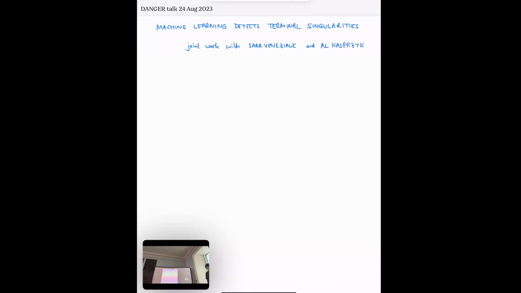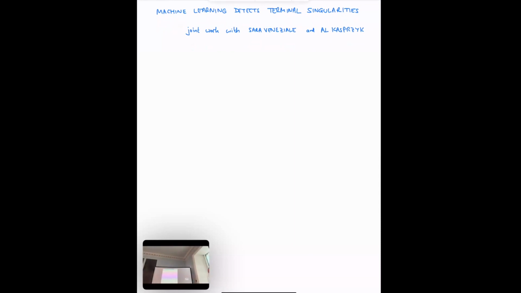So let me say, in broadest overview, what am I talking about? I'm talking about a pipeline where you start by formulating a mathematical question. In our case, this is going to be: how can we tell if an algebraic variety has what are called terminal singularities?